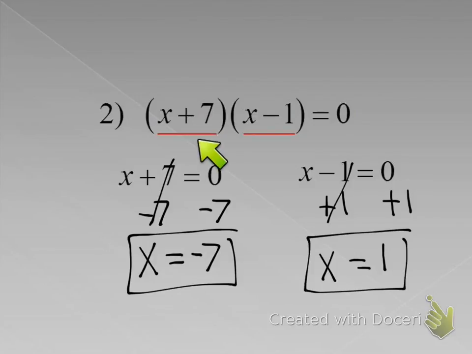Now, you might be noticing a pattern: when it's plus 7, my answer is negative 7. When it's minus 1, my answer is positive 1. That holds true for these. The only time that would not work is if you have a number in front of the x, a coefficient, so be aware of that.